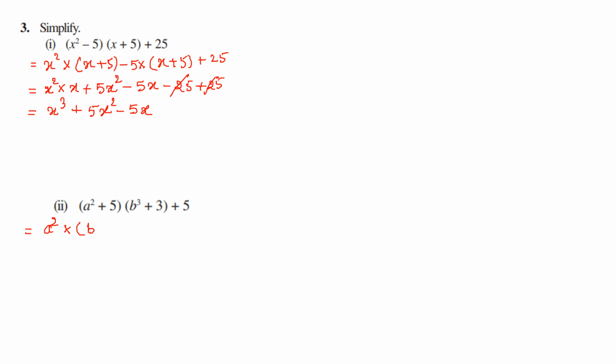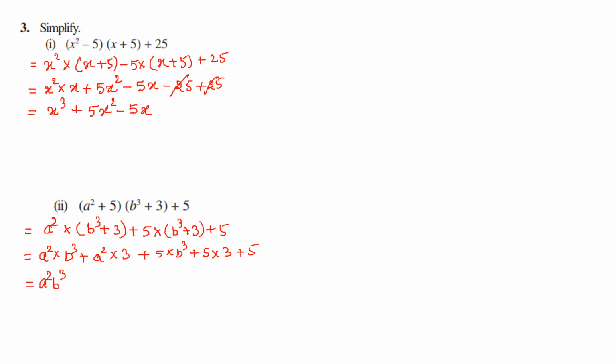So a square multiplied by b cube plus 3, then plus 5 multiplied by b cube plus 3, and then plus 5. So a square into b cube plus a square into 3 plus 5 into b cube plus 5 into 3 plus 5. So a square into b cube will give a square b cube. A square into 3 is 3a square plus 5b cube plus 5 into 3 15, 15 plus 5 20. So this is the final answer.